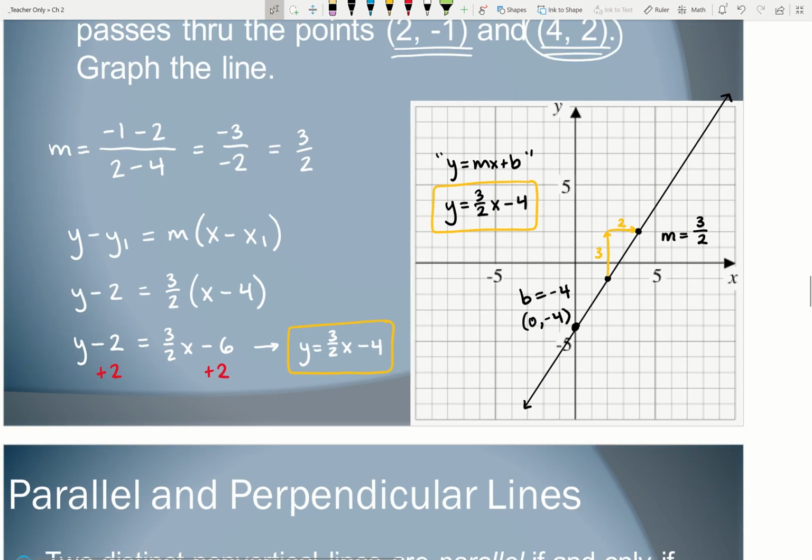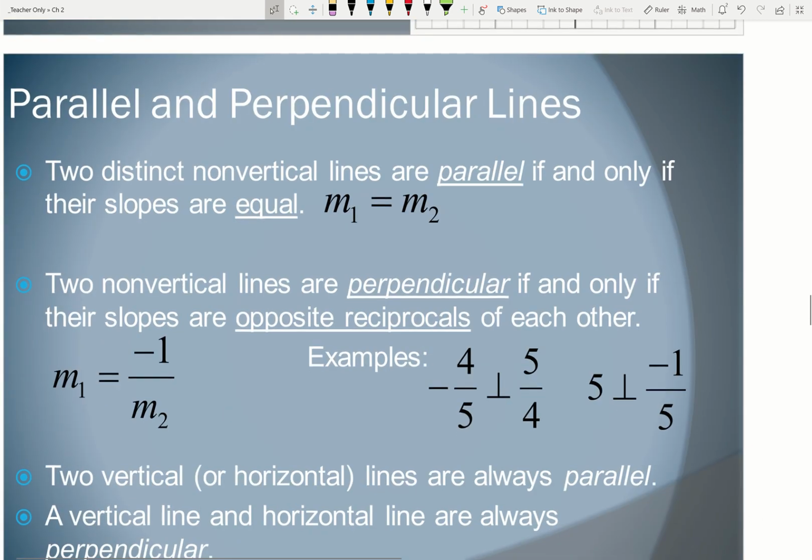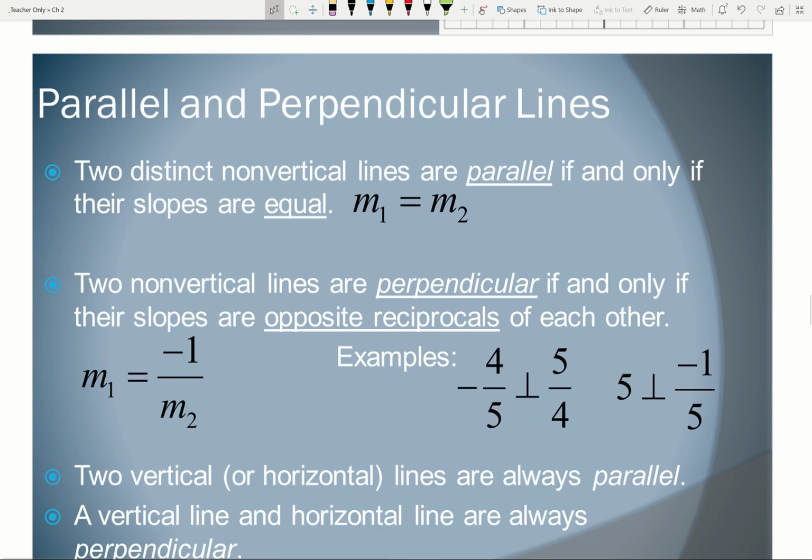Okay, so whether you are doing this graphically or you're doing this algebraically, both methods are legit. It's just the case that we don't always have a nice grid to do our work with, so we need to be able to do this algebraically as well.